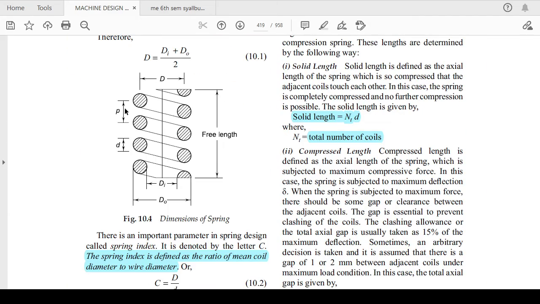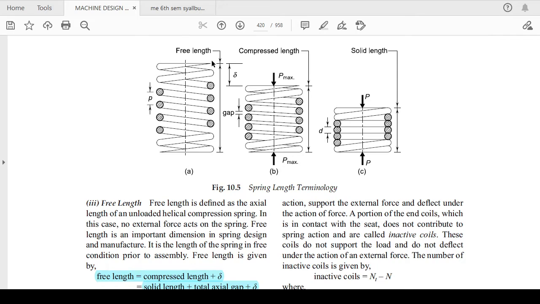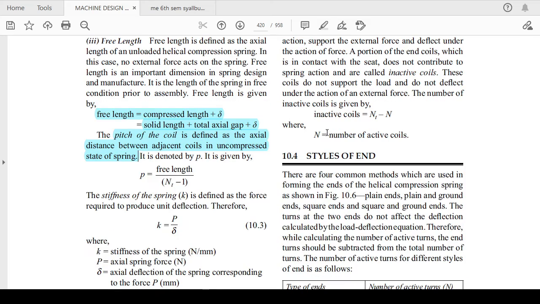This is pitch P. So this is basically your free length, and for the compressed length you have to subtract this particular value delta. This is the compressed value, and for solid length you have to multiply the number of coils or number of rotations with the wire diameter, then you will get the value of solid length.